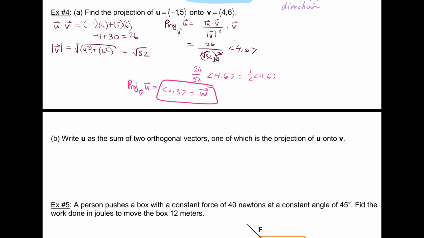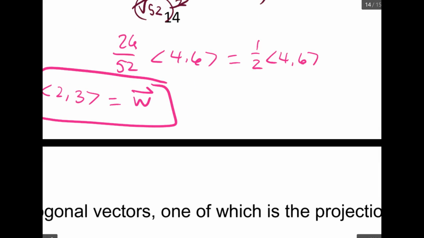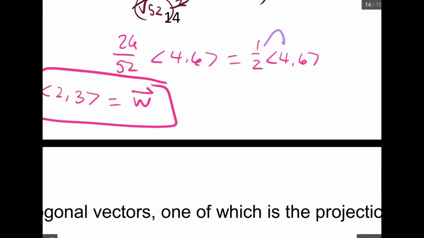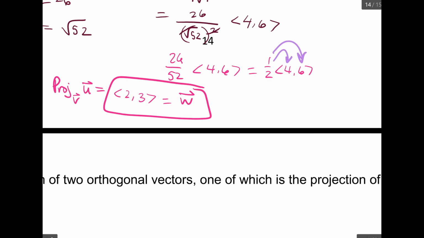What's your question? Where'd you get 2? What's half of 4? Half of 6? Cool. That's where it came from. Well, scalar multiplication of a vector. That was scalar multiplication, that wasn't dot product.